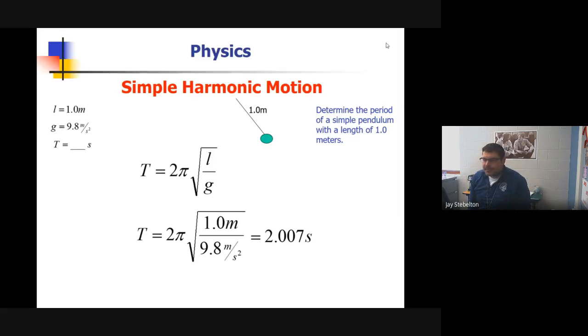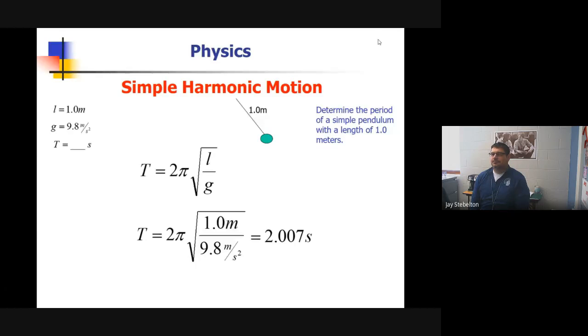2.007 seconds. Wow, that's close. Tick tock. 2.007 seconds. Oh, that means for every 1,000 swings, it's going to be off by 0.7 seconds, or for 10,000 swings, 7 seconds. It's never going to be able to keep close to accurate time. So if it's off, I need to correct that. I've got to change the length.